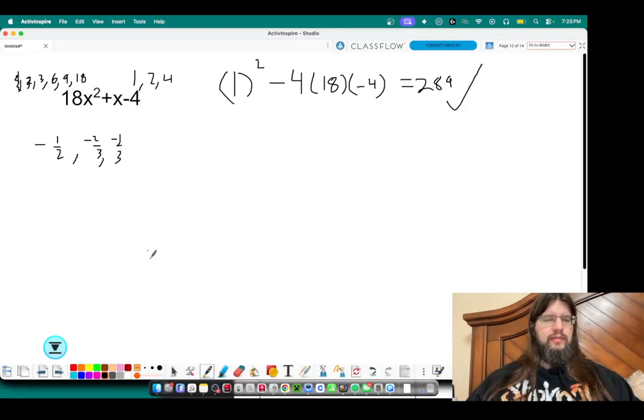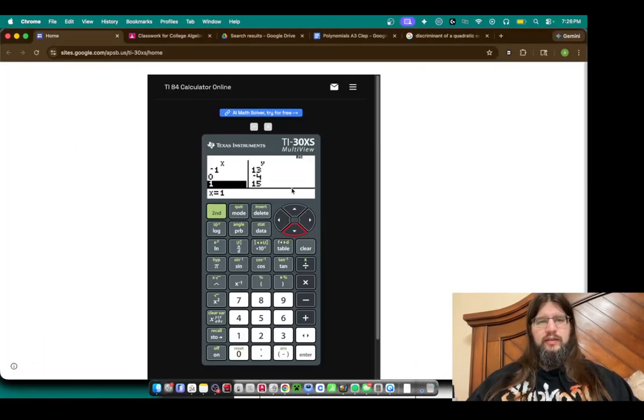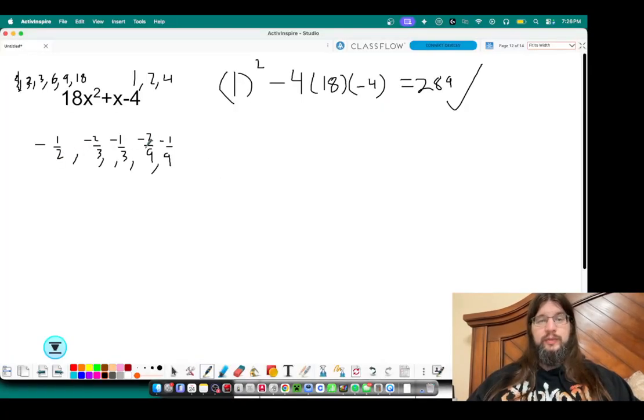Let me write that a little bit better because of lag. So 2 over 3. 2 over 6 is 1 over 3, so negative 1/3. 2 over 9. 2 over 18, that's 1/9. Okay. Now let's look at the 4. That's a lot to check. All of those are between 0 and -1.